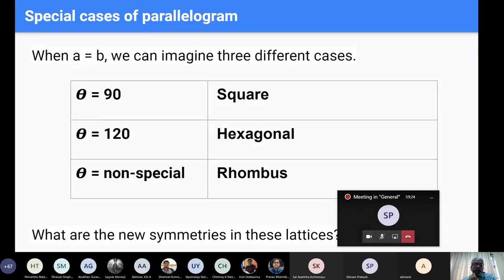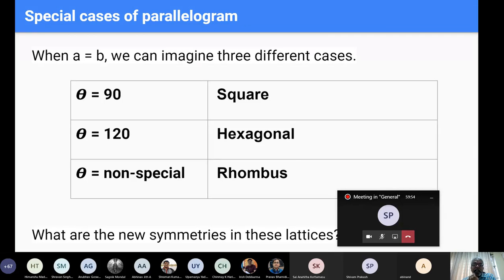And of course, you can also go to the other extreme where A equals B, and you see 3 different cases. Something that is not special, where theta is not a special angle like the previous 2 lines, and what you get is a rhombus. But when you have those special angles, you can now see what is going on. When theta equals 90, what you get is a square.